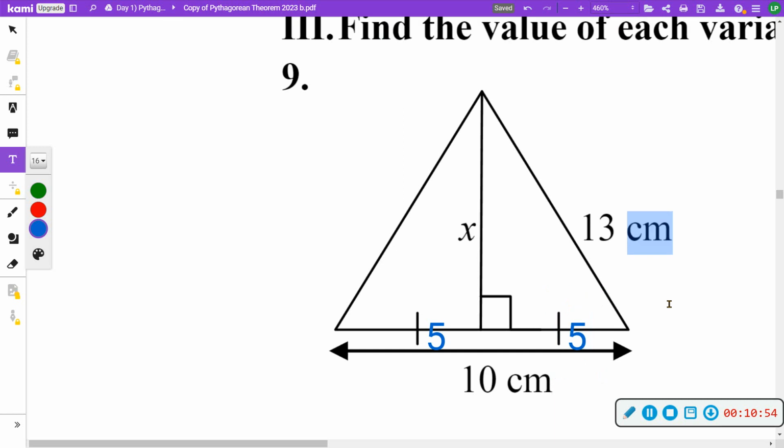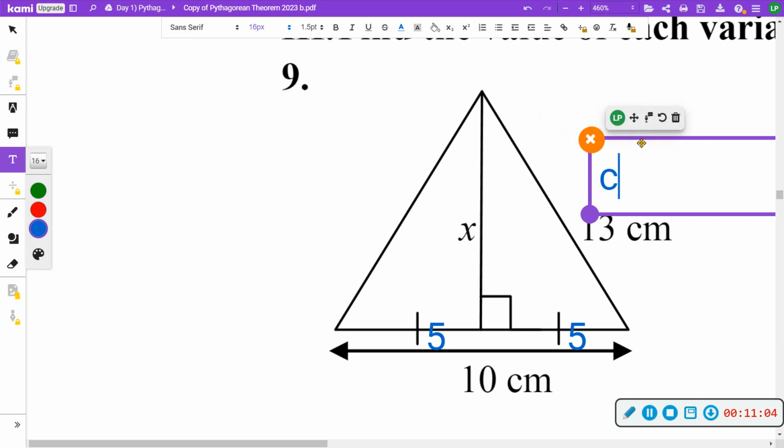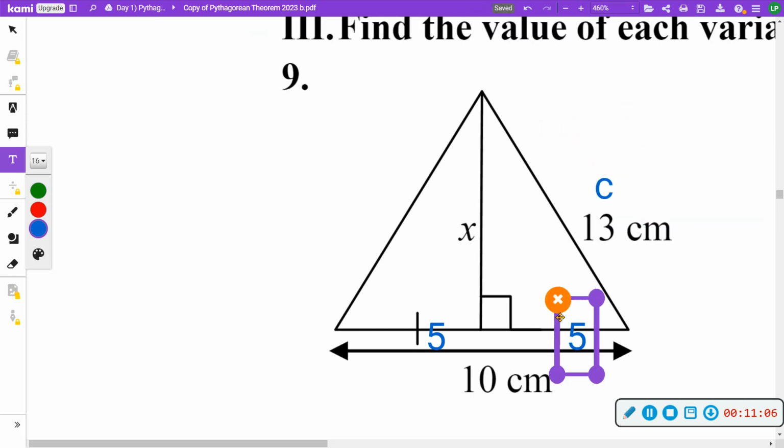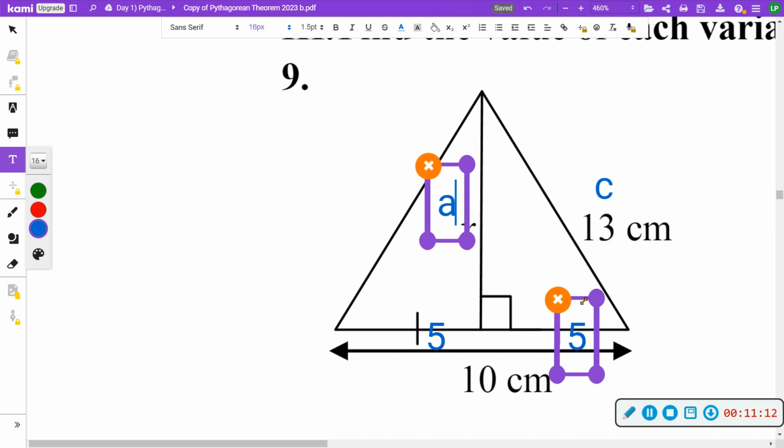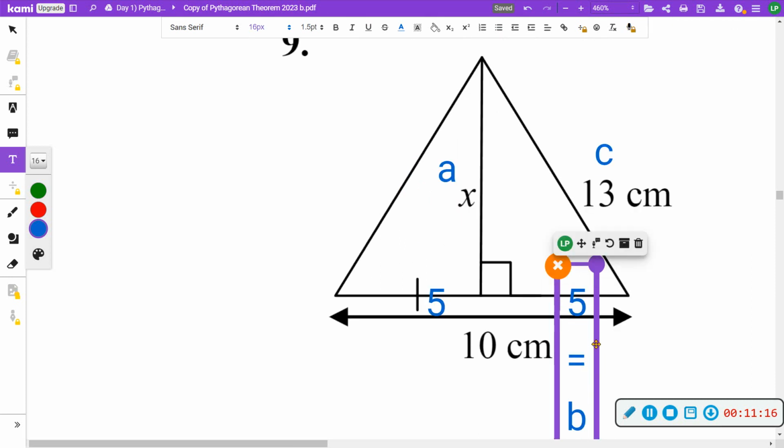Okay, and then instead of calling it a side, I'm going to call it a leg. I know this is a leg because of the right angle. So here's my hypotenuse. Remember, hypotenuse must be C. And then A and B doesn't matter. I'll let that be A, or you can keep it as an X, either way. And I'll let this be my B.